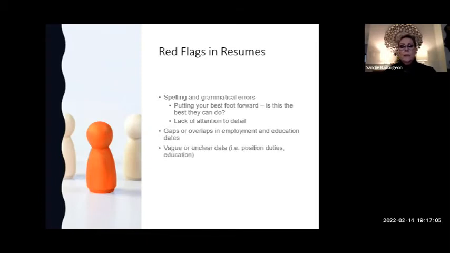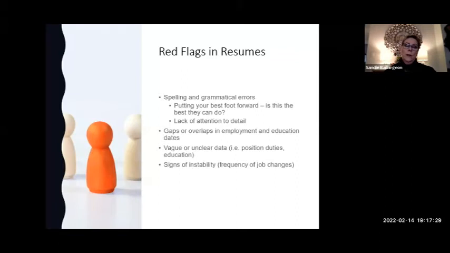Gaps or overlaps in employment and education. If the dates are somewhat ambiguous, then you have to ask the questions. Also watch for vague or unclear data in the resume, for example, what their position and duties were, what their education was, or signs of instability. And this is what I'm seeing a lot now, is frequent job changes. That means they're going from job to job to job.